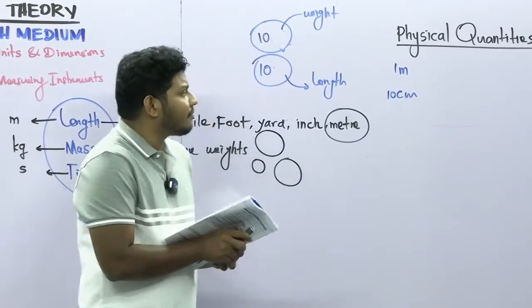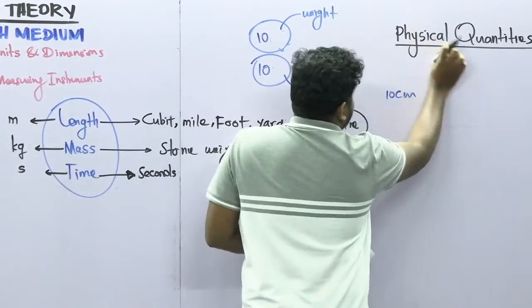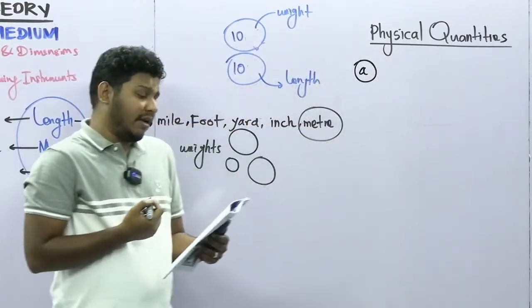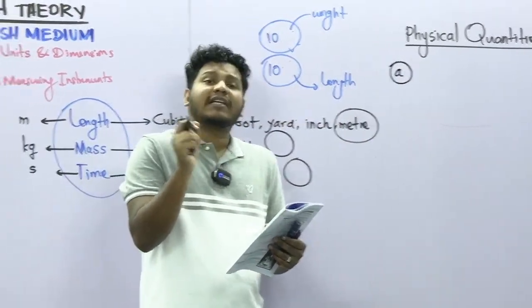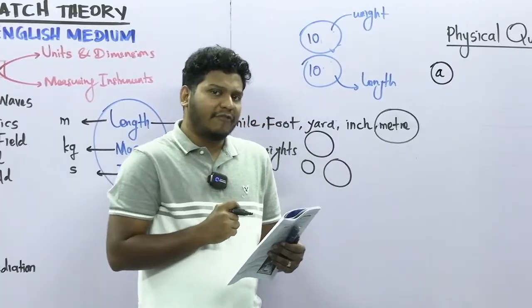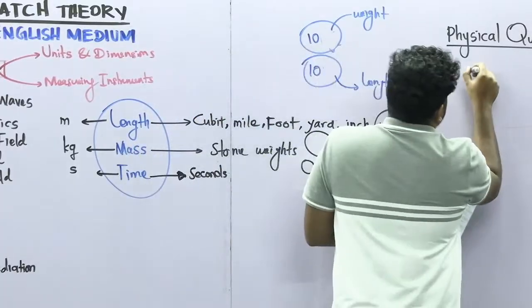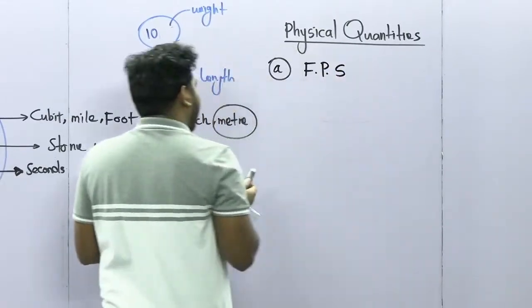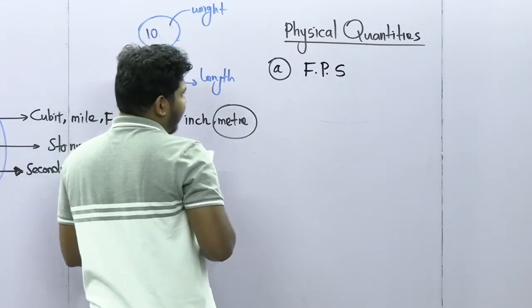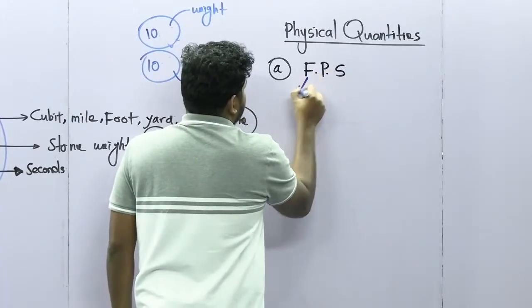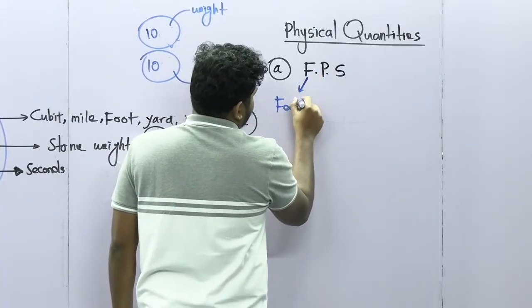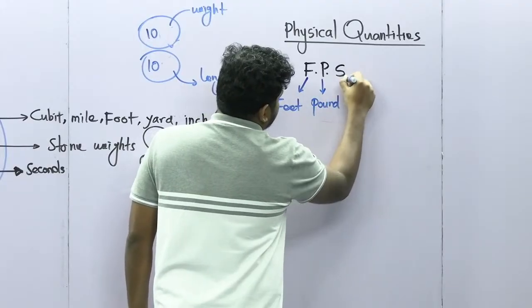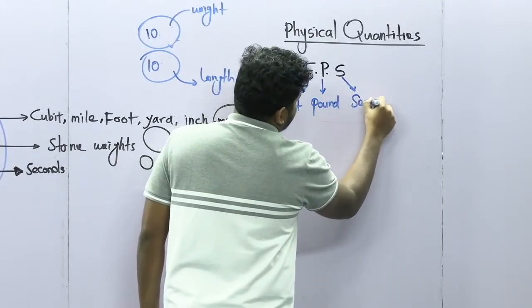Look at the first one. I'm going to tell you one measuring unit. The system of feet, pound and second. This system is known as FPS. In this FPS system, this is known as feet, this is known as pound, and this is known as second.